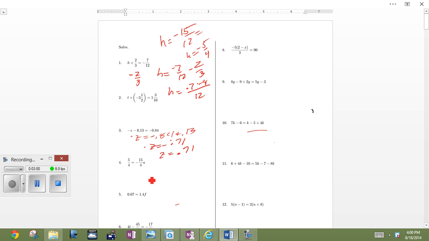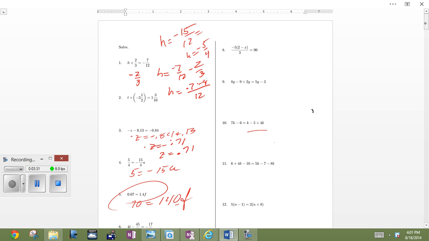These fractional ones, I would choose to multiply everybody by 4. If I multiplied everybody by 4 here, I'd get rid of the denominator. So that would give me 5 is equal to -15a, and just divide there. Here are the decimals. I would multiply to clear out the decimal. Multiplying by 100 gives you 70 is equal to 140f, and then you can just divide.